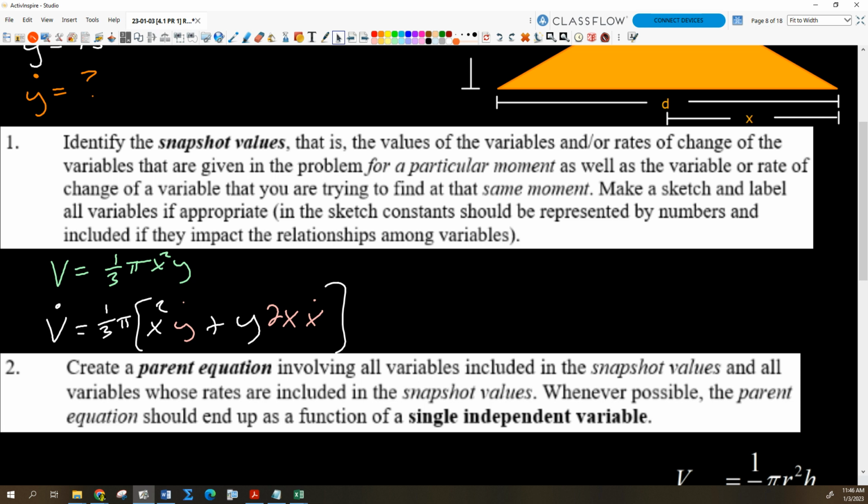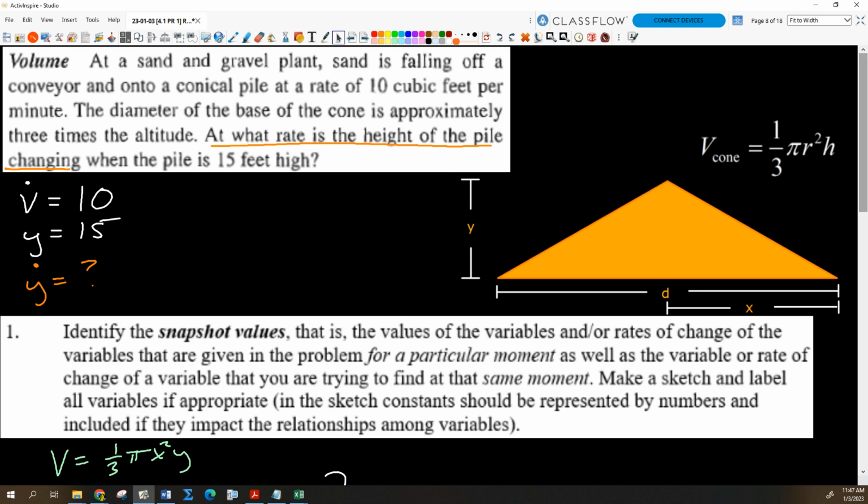I would need some secondary equation to be able to make a substitution here. My goal would be to substitute for x and get rid of the x's. Is there a statement up here in my original problem that would allow me to come up with a secondary equation? Because the diameter is 3 times... Ah, yeah, look at that, right? If the diameter of the base of the cone is 3 times the altitude, what's that telling me?